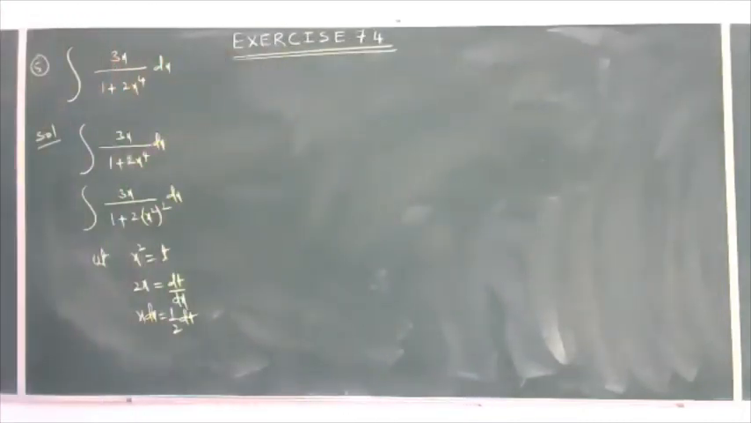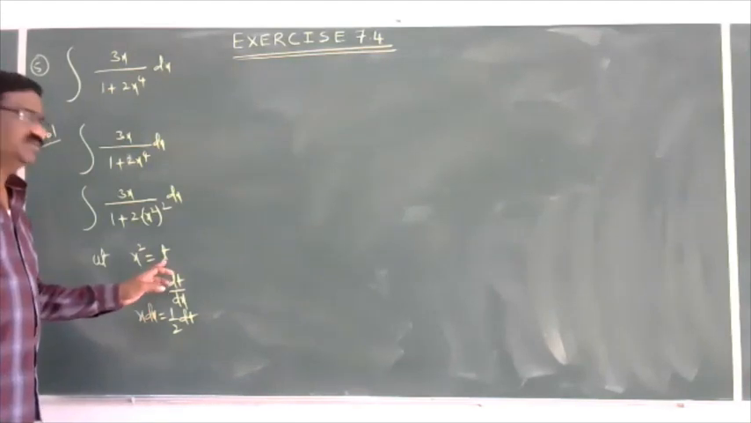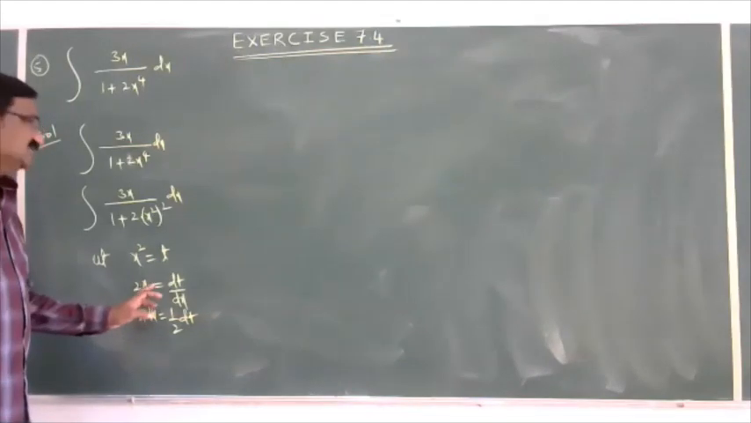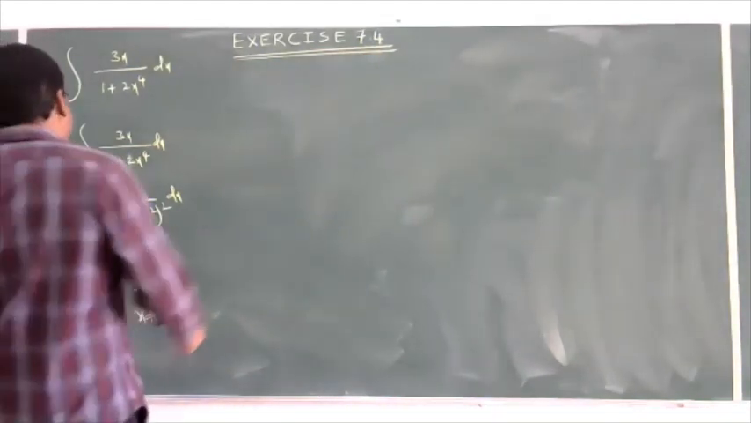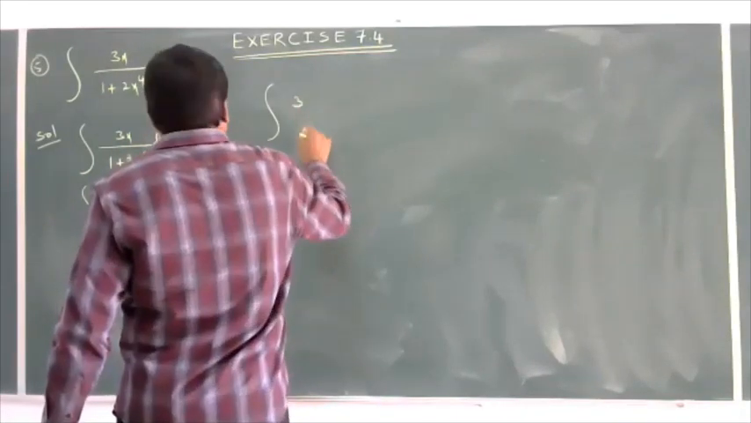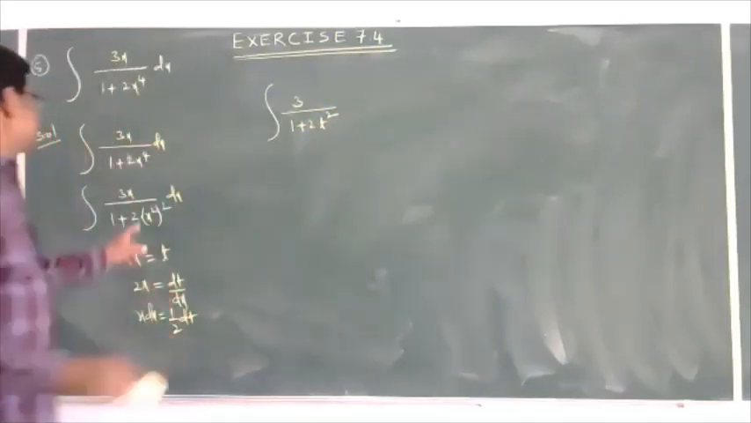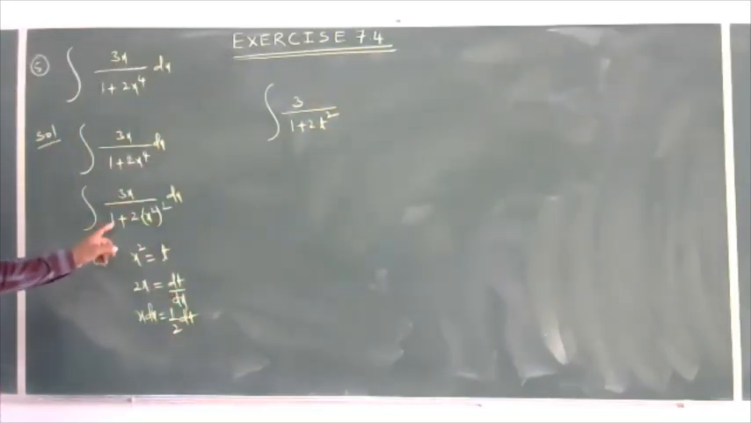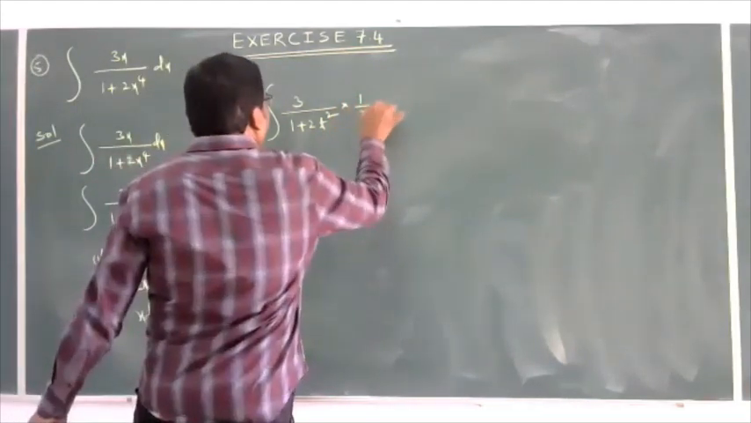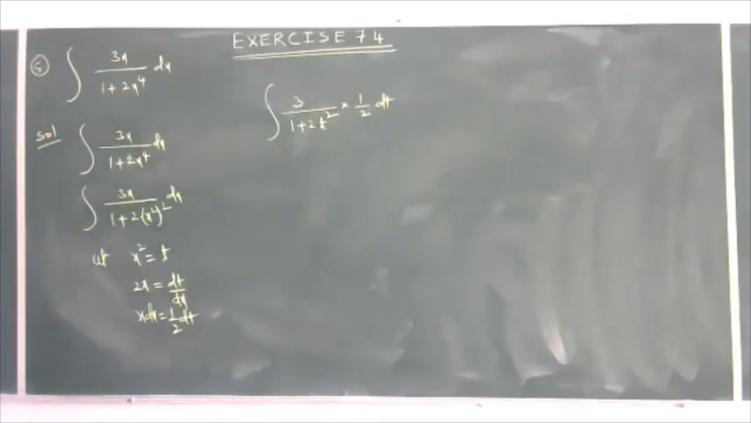X square is equal to t. X square derivative 2x into 1 is equal to t derivative with respect to x, dt by dx. That is x dx is equal to 1 by 2 dt. That is, substitute here integral 3 by 1 plus 2t square into dx, which is 1 by 2 into dt.